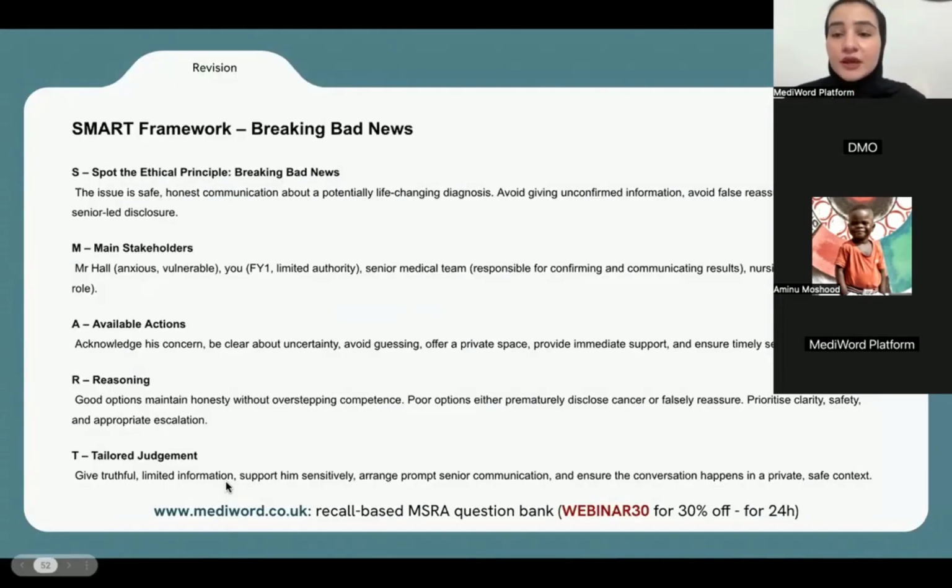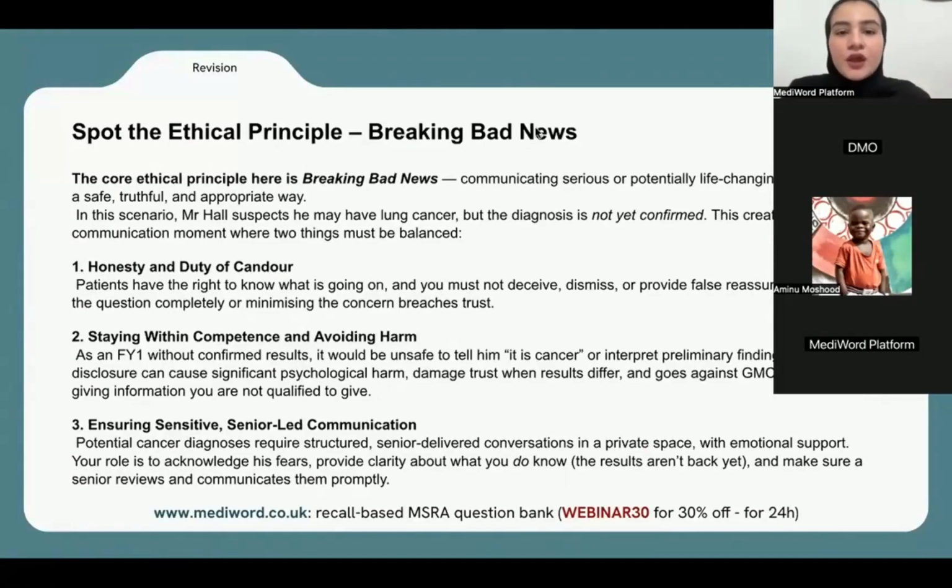So the main ethical principle here is communication and breaking bad news in a safe, honest manner, especially since this is a potentially life-changing diagnosis. The main stakeholders involved would be the patient, of course, who's extremely anxious and vulnerable in this case, you as the doctor, the senior medical team, and perhaps anyone else available. But in this STEM, they've only mentioned you yourself, the patient, and the senior medical team would be involved in the answer. You then rank the available actions. You reason based on the GMC guidance to deal with this, and we come up with a tailored judgment at the end.